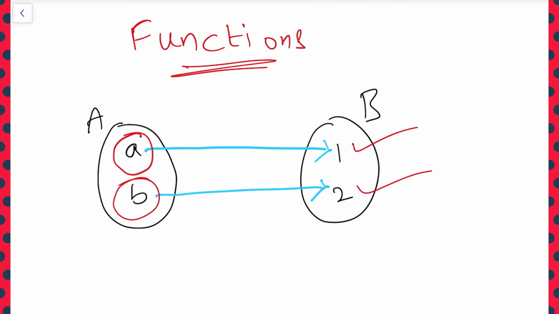Next, every element of set A should have a unique element from set B. Unique. It should be only one. For example, here for the element a, only 1 is connected. For element b, only 2 is connected. So this is a function. A function is nothing but a special type of relation where each element of set A should have only one unique element from set B. Then that kind of relation is called a function.